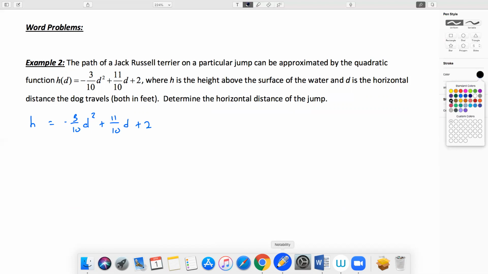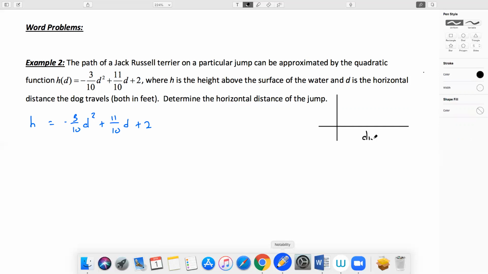And now if we go back and we think about what's actually happening with the Jack Russell Terrier jumping, we can draw a little graph, and that might make a little more sense of what's going on here. We've got height in the y direction and distance, I guess it's in feet, in the x direction. And so the dog's going to jump up. It's going to start at 0. It's going to reach some height. It's going to come back down, and then it's going to hit the ground again.